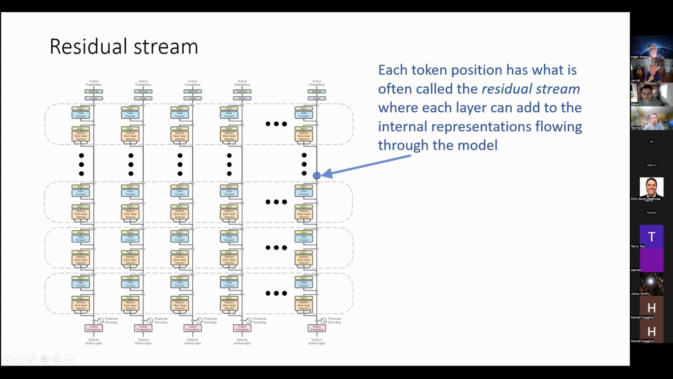The width of this residual stream is what we refer to as the model dimension. When we think of that as a vector space in which our information lives, then when we talk about the dimensionality of that vector space, what we're really talking about is that model dimension.